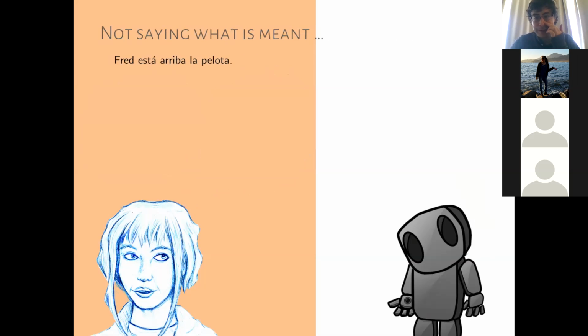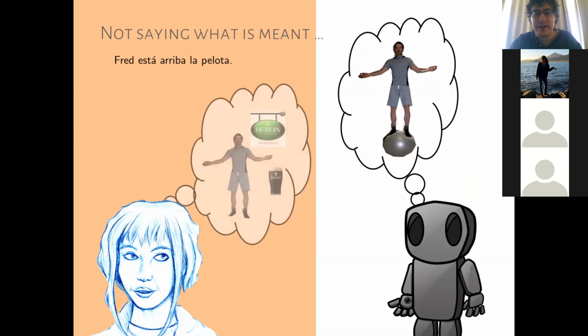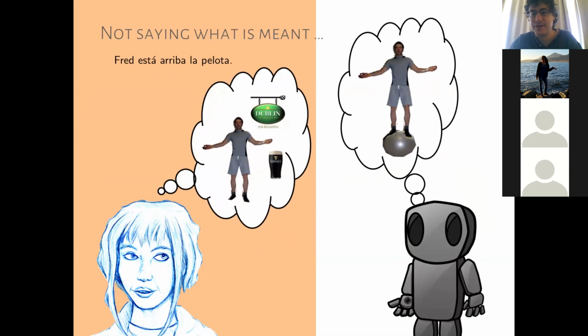Also not saying what is meant, which is very common on the web. Fred está arriba la pelota. Fred is on the ball. Means something different in English, actually, the idiom. So the machine in this case thinks, oh, okay, I understand this one. This one makes sense to me. But that's not the case. Okay, so it's not literally that he's on the ball. So the machine is obviously going to struggle to understand the content of the web with the natural language and so forth.